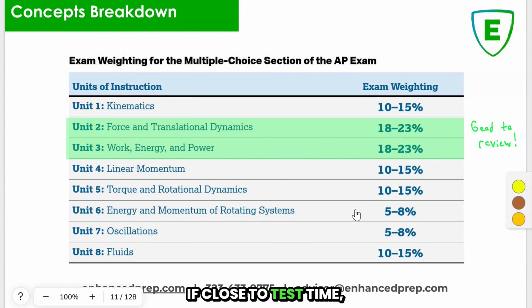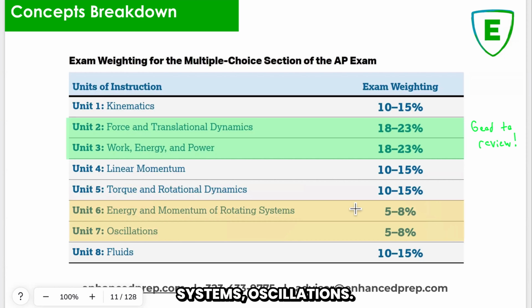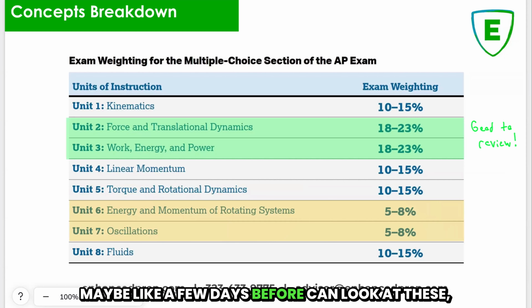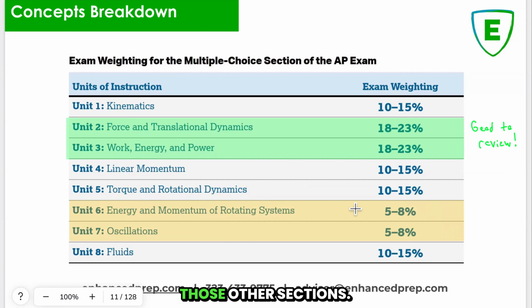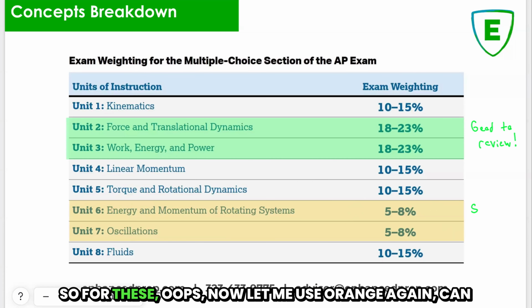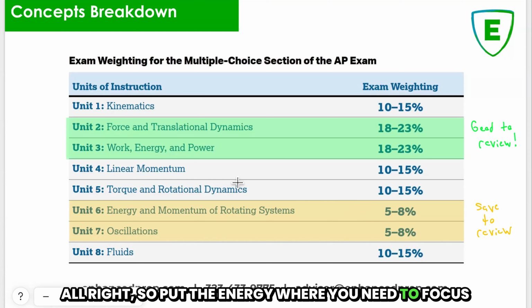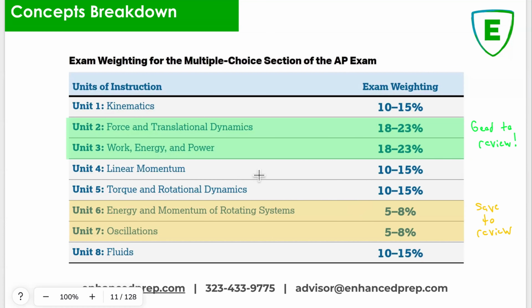If close to test time, Units 6 and 7, energy and momentum of rotating systems and oscillations, these are ones that are good to maybe hold off on. Maybe a few days before you can look at these, because the real points and the weight come from those other sections. So for these, let me use orange again, save to review. So put the energy where you need to, focus on maybe the greens, and the orange ones can help out.